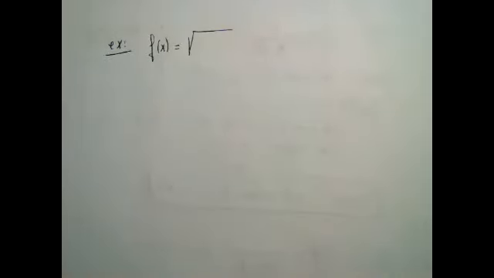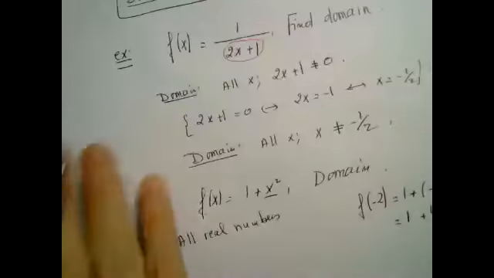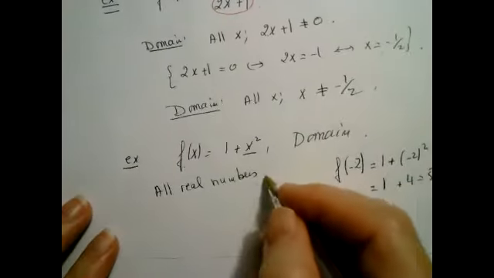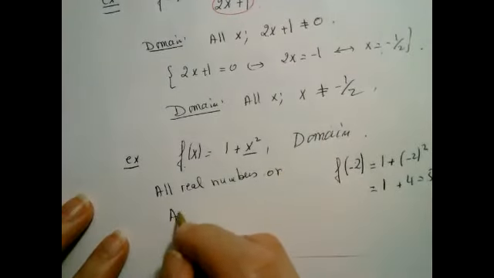How do you know when the domain is all real numbers versus all x? Oh, it's the same thing. Okay. So I can say all real numbers or all values of x.